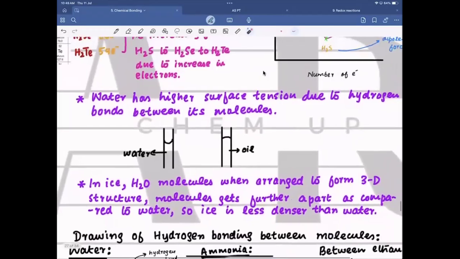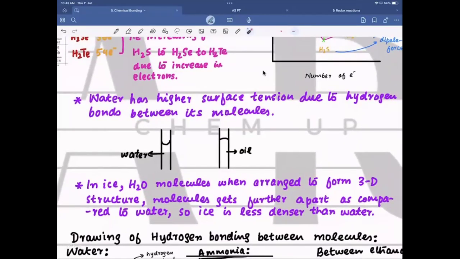Okay, now the next one. In ice, see, this is another anomalous behavior. When water molecules arrange themselves in ice, they form a three-dimensional structure, right? Yes, sir. So what happens is that instead of getting closer to each other, the water molecules get further apart. Normally, when a liquid turns into a solid, the molecules or particles come closer. Yes, sir. But in water, the molecules get further apart. And that makes ice less dense than water.